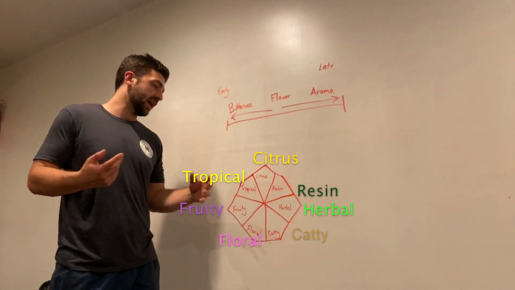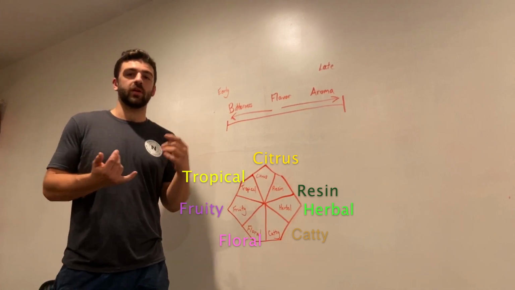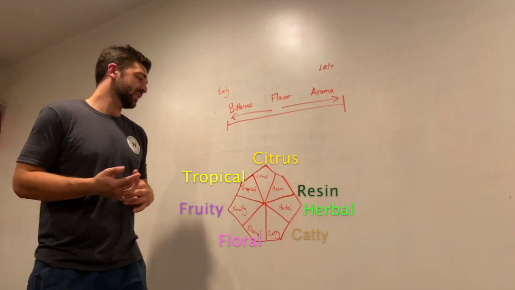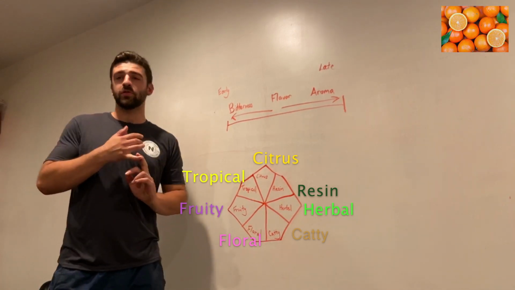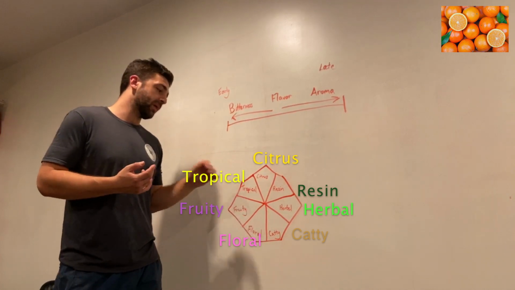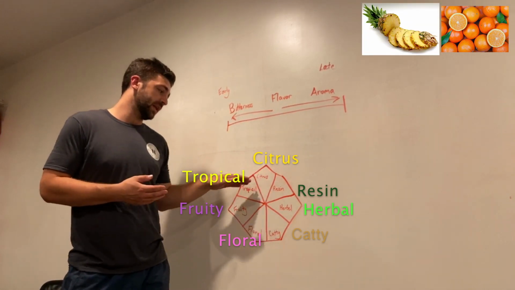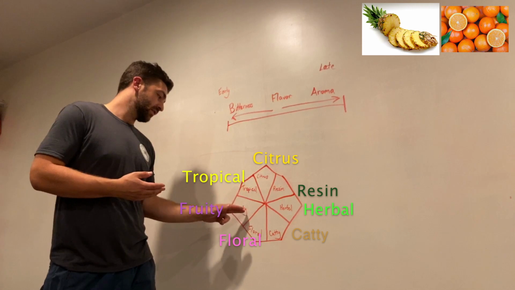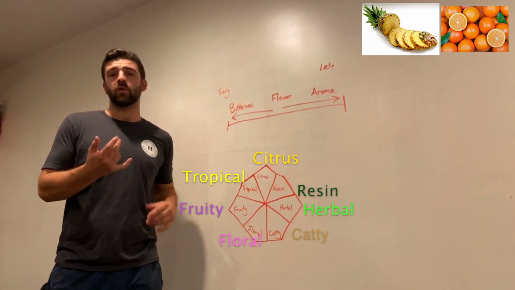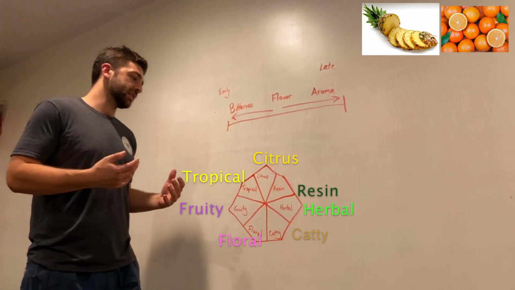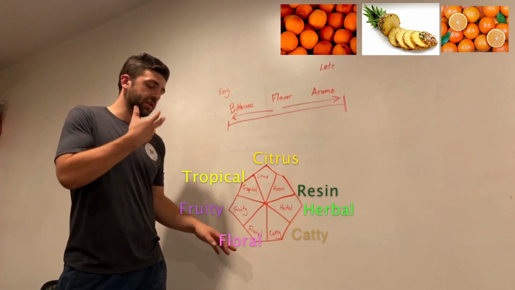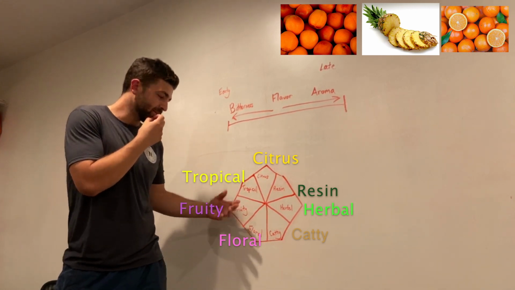So citrus, obviously, a lot of times people think of Citra hops. That's going to be one of the most popular ones you see a lot of times. You know, orange juice, oranges, things like that. Kind of moving along, tropical, I like to think of pineapple, things like that. It's still related to citrus, which is why they're close. Fruity, moving into more stone fruits, things like apricot, plums, lots of peaches, lots of different things you can get with that.